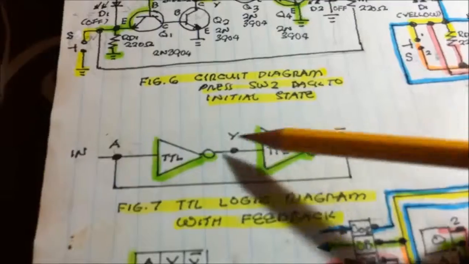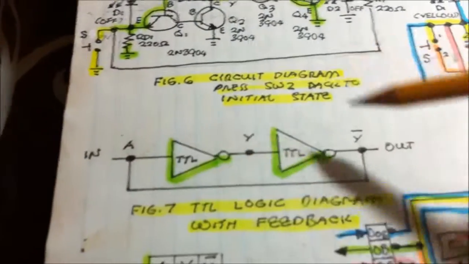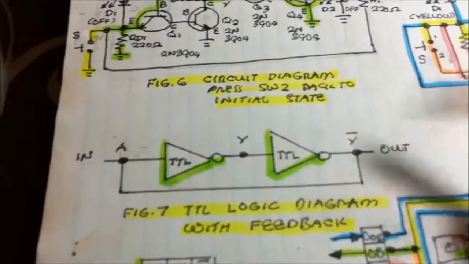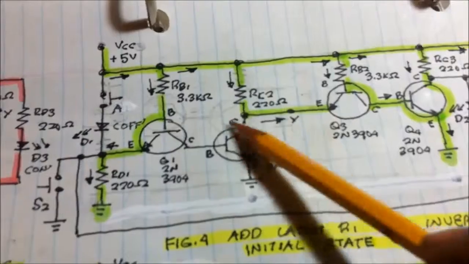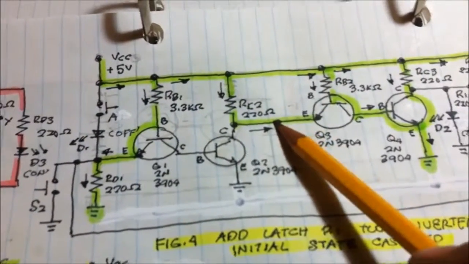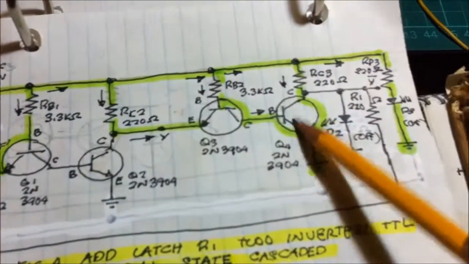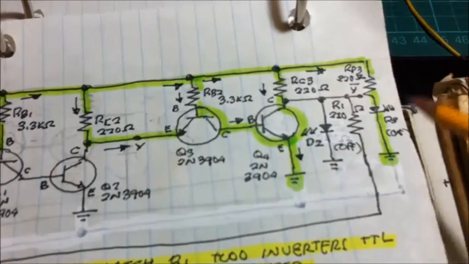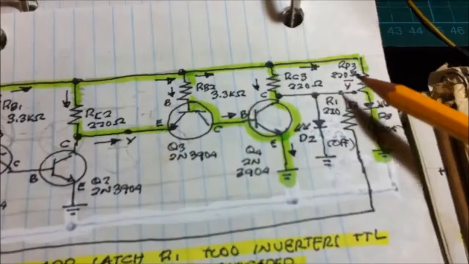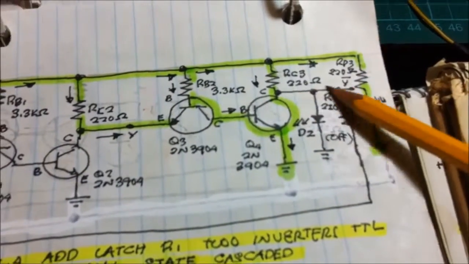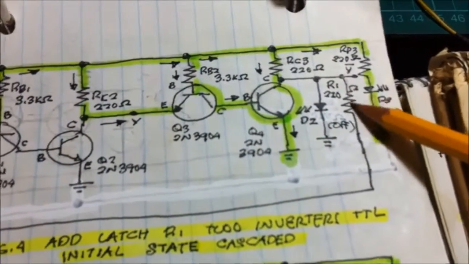What happens if we connect the output into the input? So in here, the output of the first inverter is now the input of the second inverter, and then this is now the output. This is the power LED. This is the new one, the latch.